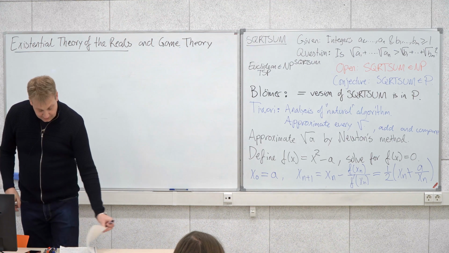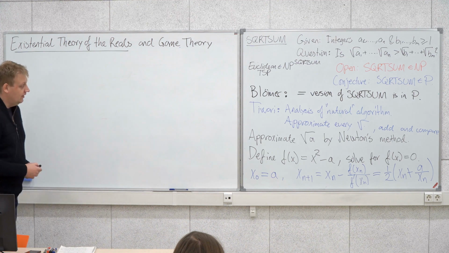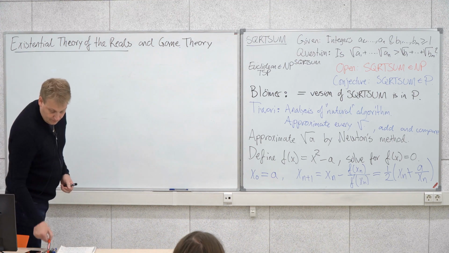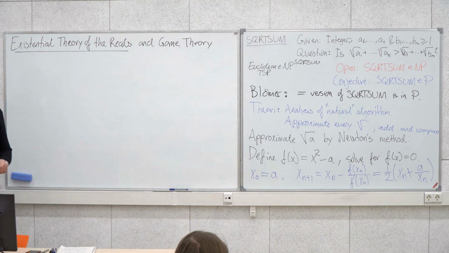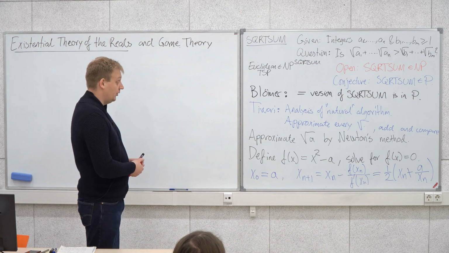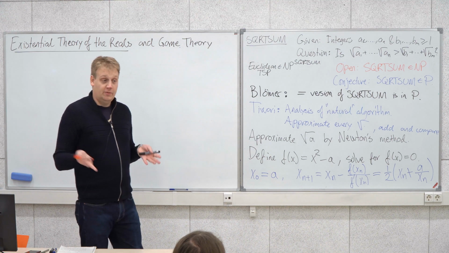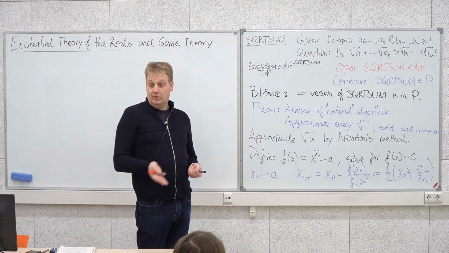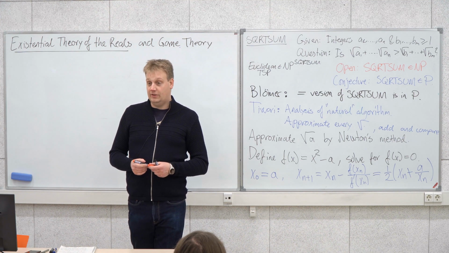So you can also do the error analysis of that, but I think I'll not do that. But say a nice property of Newton's method is that we have quadratic convergence. So the number of correct digits is going to approximately double in each step of the iteration.